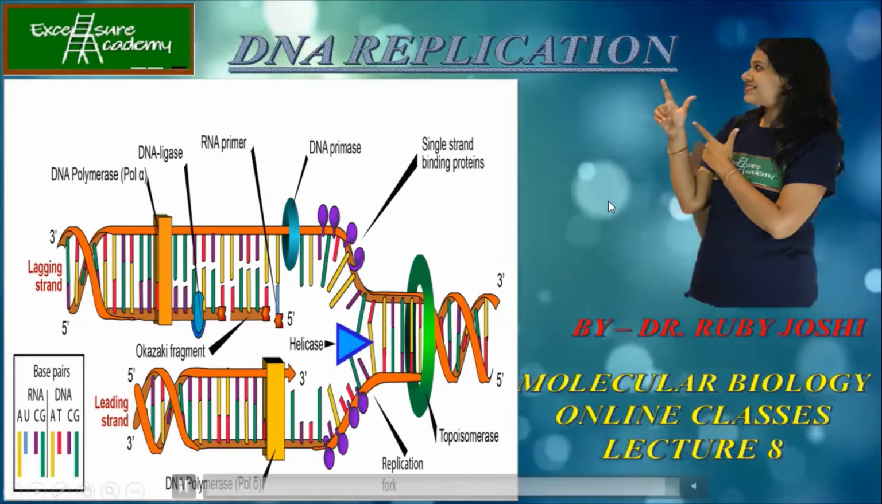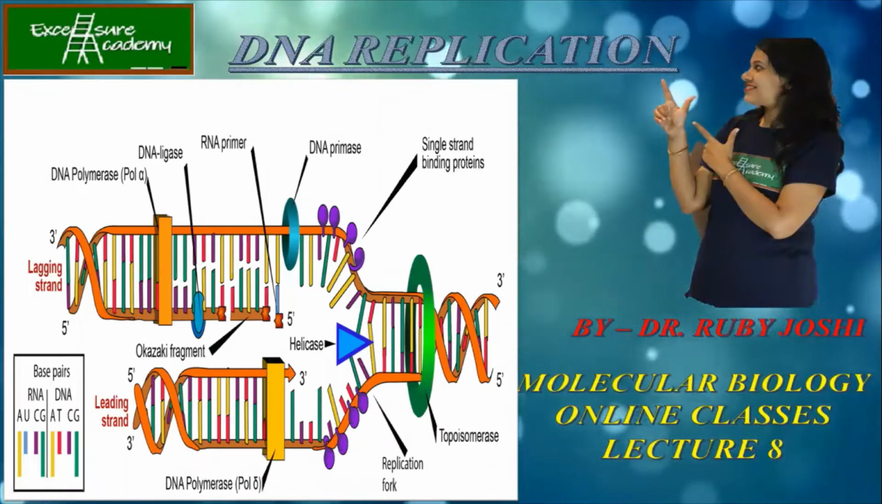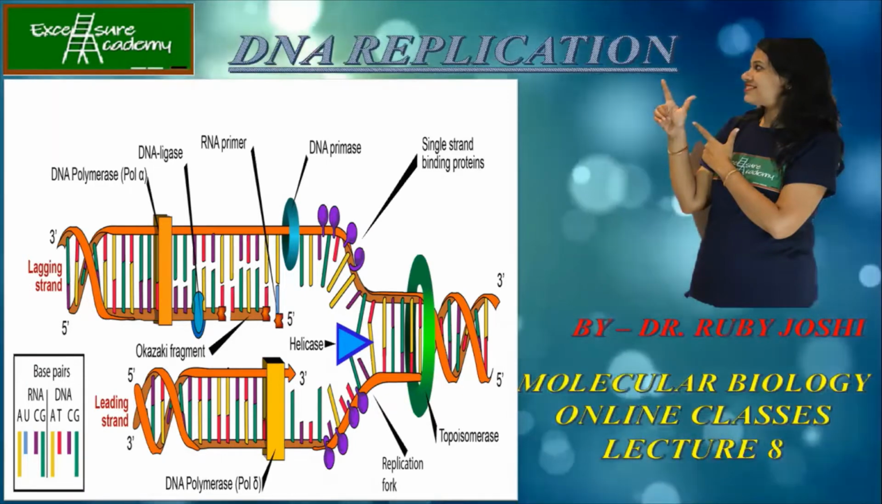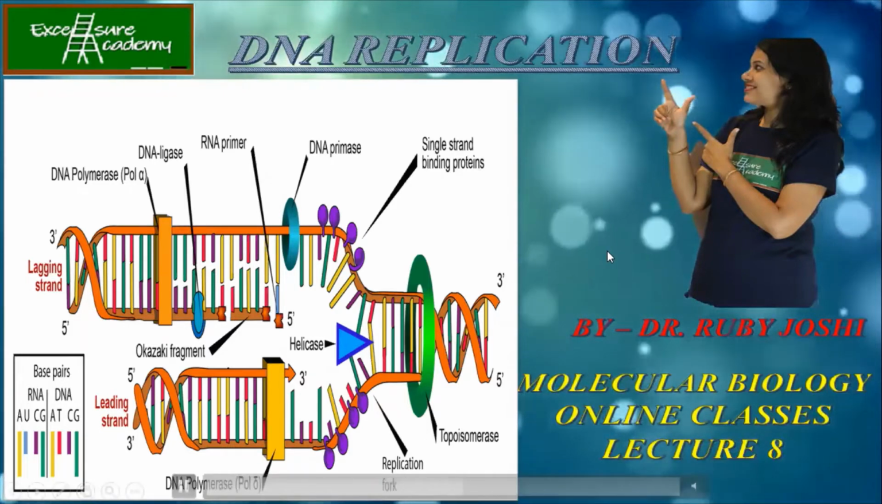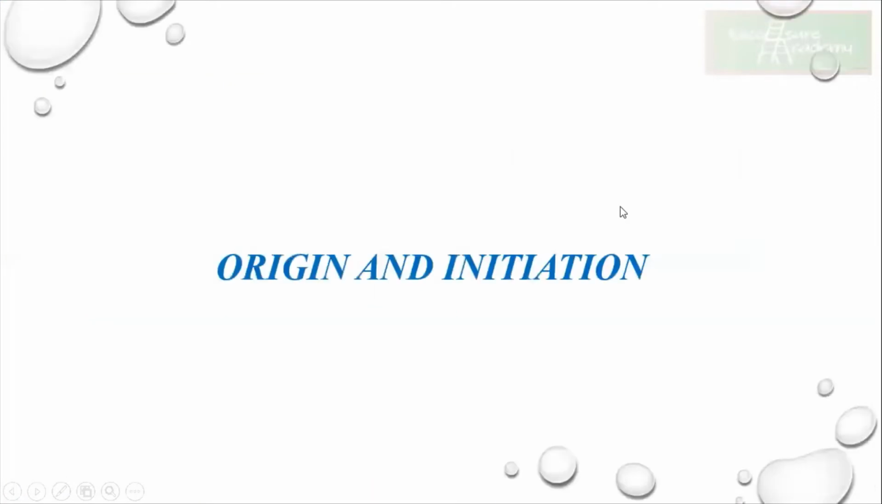Okay, so I need you to brush up on what we have discussed till now. We have discussed the origin in the case of prokaryotes and in the case of eukaryotes, right? We have also discussed the different DNA polymerases and everything, right? Till now we have discussed the prokaryotes. Now we are going to discuss the eukaryotic origin and initiation.